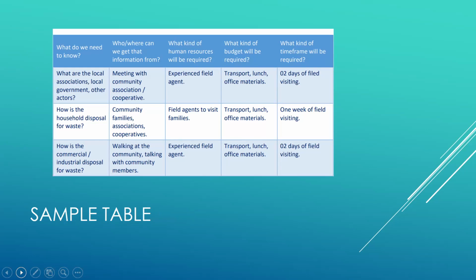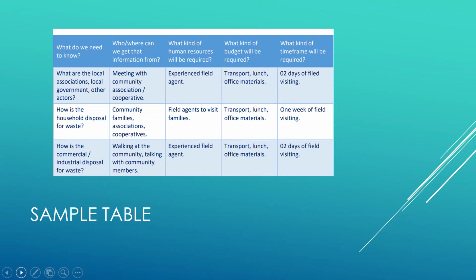So this is a sample table that I put here for when you're wanting to know the purpose. What do you need to know? What are the local associations and local government and other actors? Talking about stakeholders that I was talking about the other time, who are they? This is actually about a WASH project. They're wanting to build latrines in a particular community because we're trying to stop open defecation. So what are the local governments and local associations and who are the other actors? Obviously you want to be talking maybe to the Ministry of Health. Those are some of your people. You're wanting to talk to maybe the Ministry of Environment.